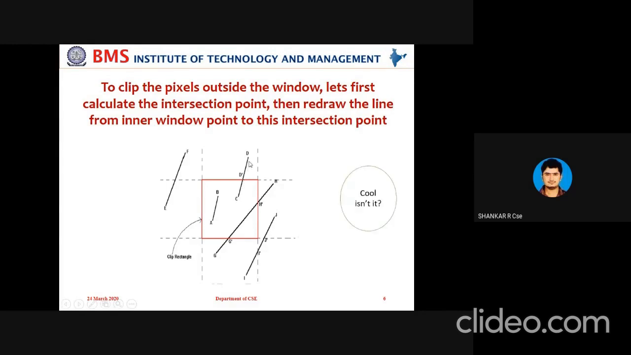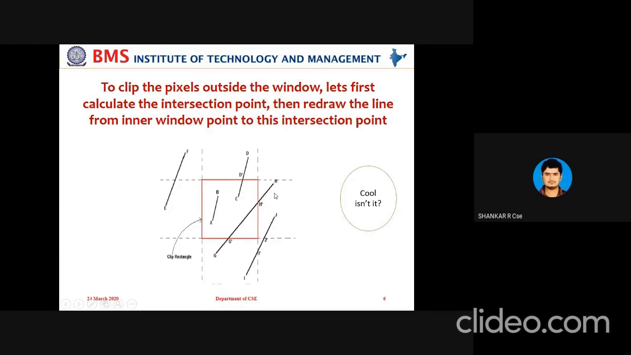I'll repeat: let's say for a line from G to H, I should clip from G to G dash and from H dash to H. How will I not draw G to G dash and H dash to H? I will calculate the intersection points G dash and H dash, and then draw a line between G dash and H dash. Thus, indirectly, I'm not drawing these pixels. So in that way, it's very cool.